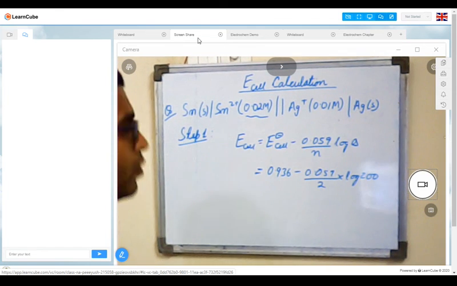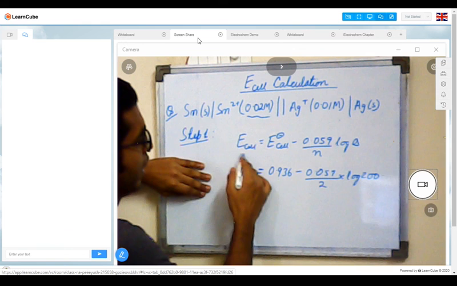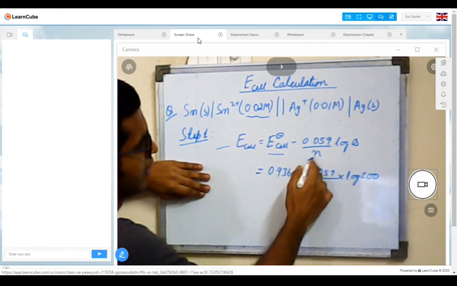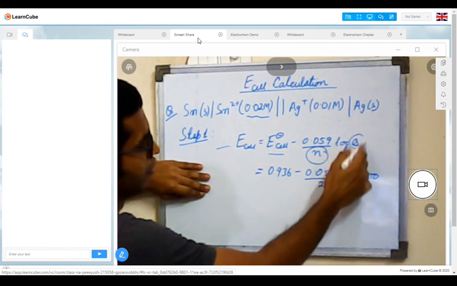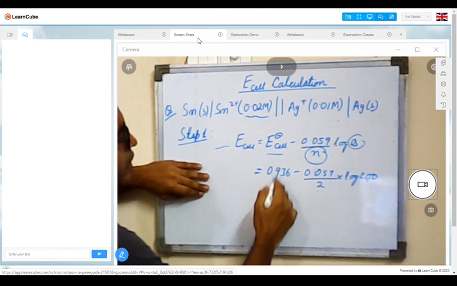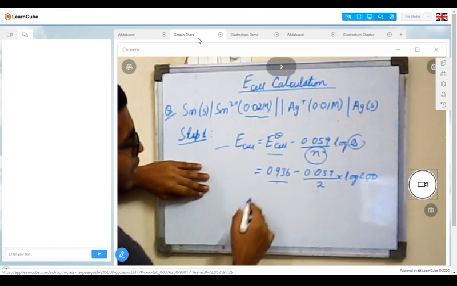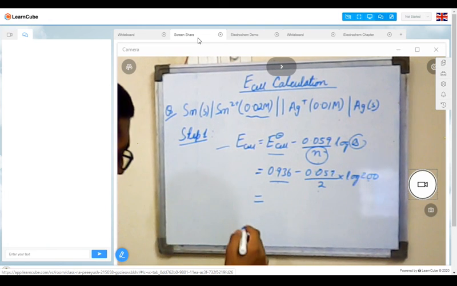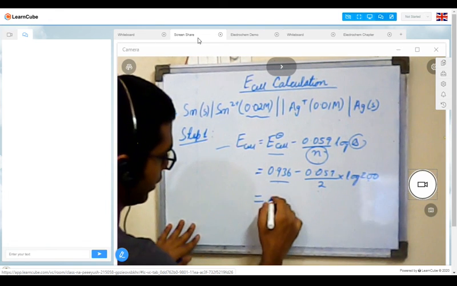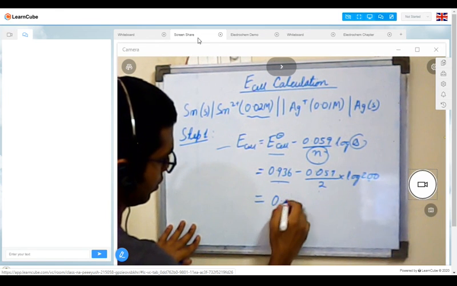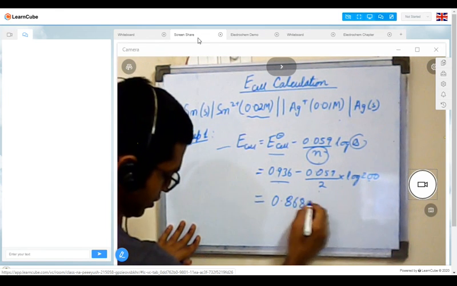So this is my Nernst equation. I have written the Nernst equation, where E cell is E naught of the cell minus the term with n and Q. I have put in the value of n as 2, Q as 200, and E naught cell as 0.936. Now it is a simple calculation, and I will get my final answer as 0.868 volts.